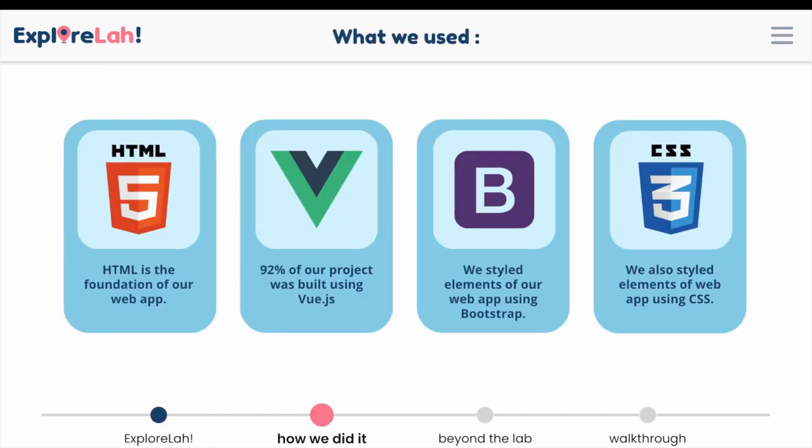To bring ExploreLah to life, we utilize three main languages and frameworks, those being HTML, Vue 3, CSS, and Bootstrap. The majority of our project was built using Vue.js. We used Vue packages such as Lottie files, Typeahead, PDF Make, and Date Picker, and animation libraries such as Vue Use Motion. We also use CSS to implement some animations such as a typewriter effect and parallax scrolling.